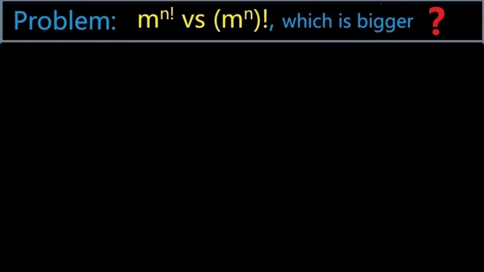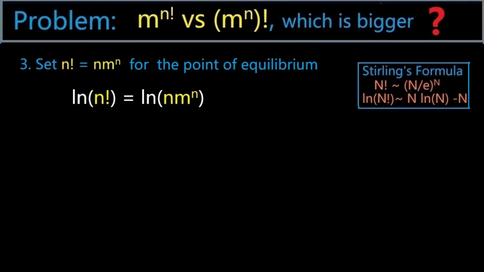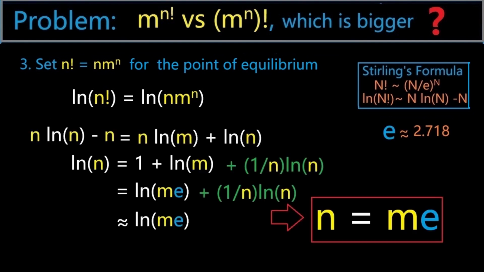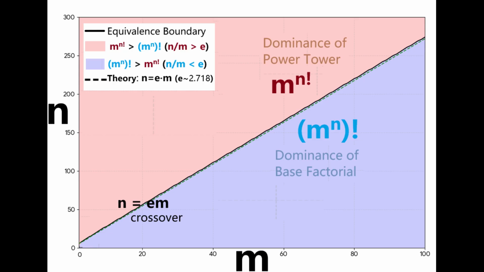When we solve for the point of equilibrium using these approximations, a beautiful and fundamental constant of mathematics emerges, Euler's number, e. The crossover point occurs when the ratio of n to m is approximately equal to e, or about 2.718. So, that black line on our phase diagram? That's the equivalence boundary, and it perfectly traces the equation n equals e times m.